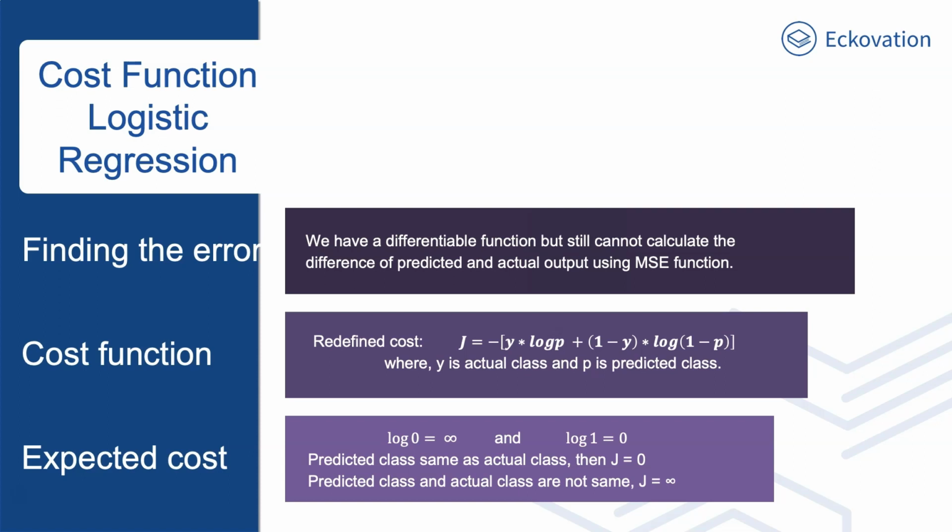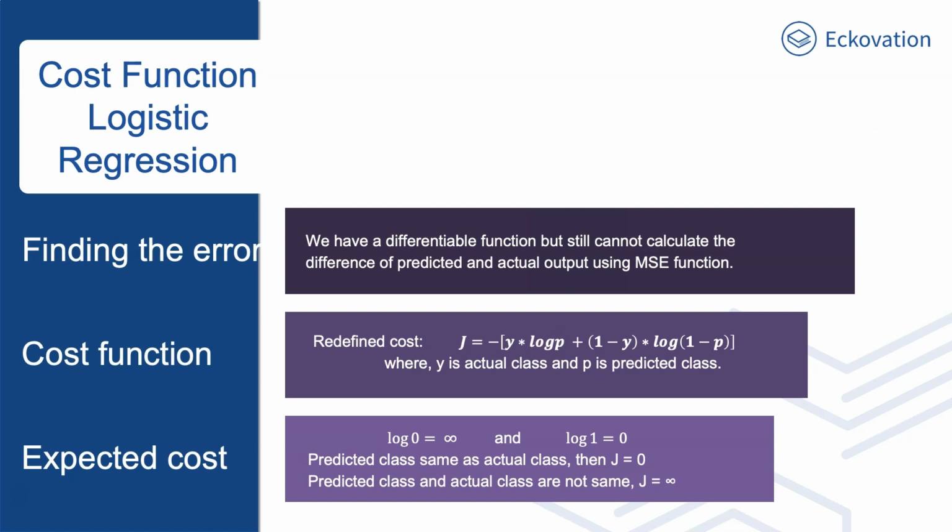We know that log of 0 is infinity and log of 1 is 0. So, if the predicted and actual class are both equal to 1, the equation becomes 1 into 0 plus 0 into infinite, which is 0. Same goes for when both predicted and actual class are 0.